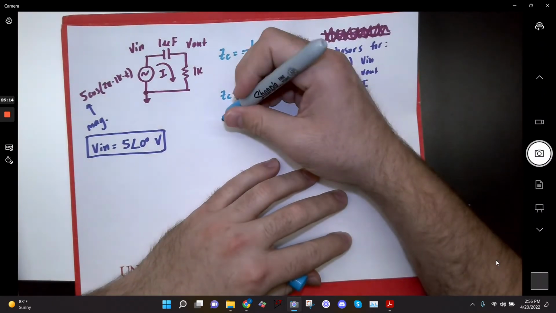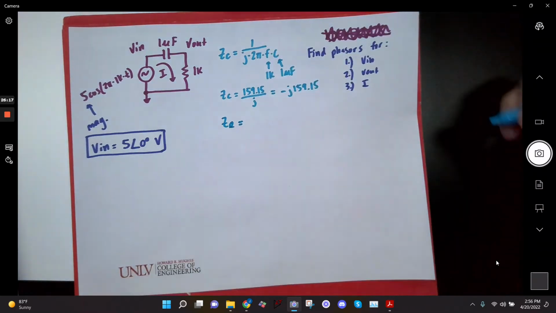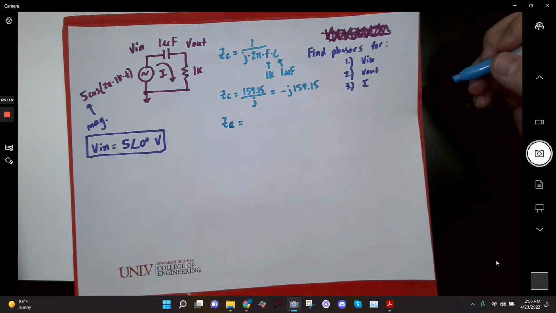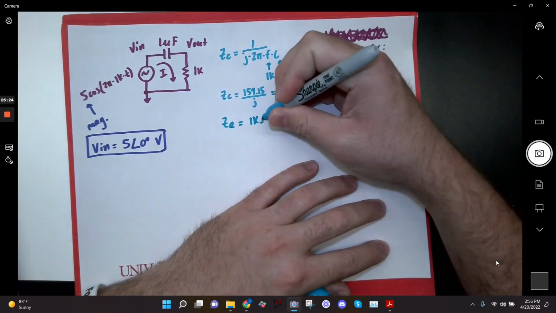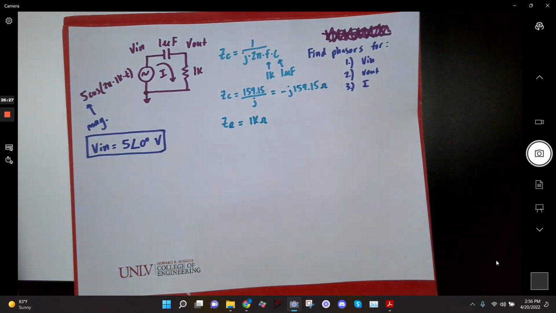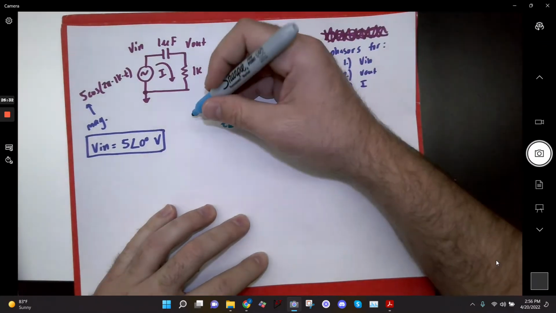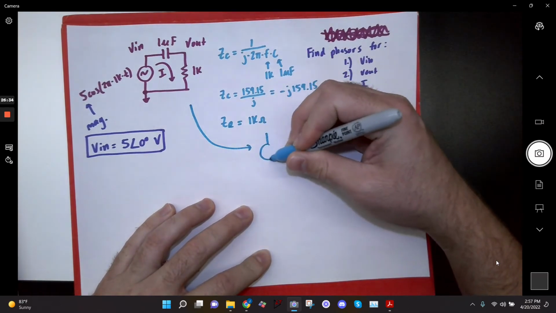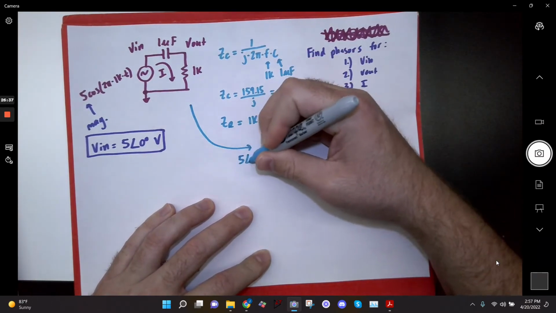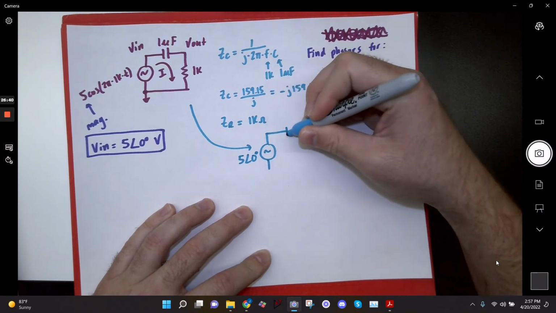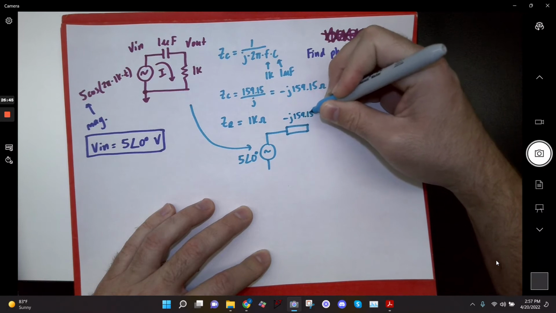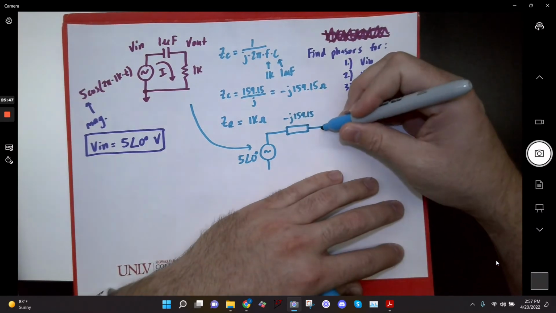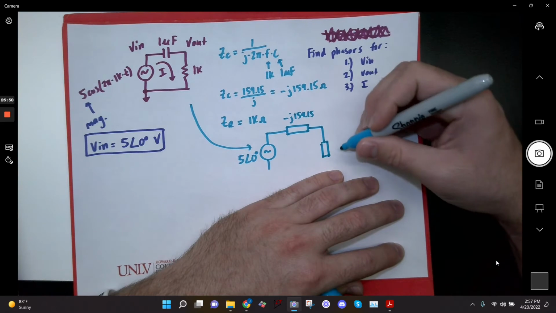Okay. What's the impedance of my resistor? It's just the resistance. So these are both ohms, okay? So now I have my impedance of my resistor, I have my impedance of my capacitor, I can redraw this circuit. So let's do that. So I'm just going to write this as 5 angle 0. This impedance is minus J 159.15. This impedance is 1K.